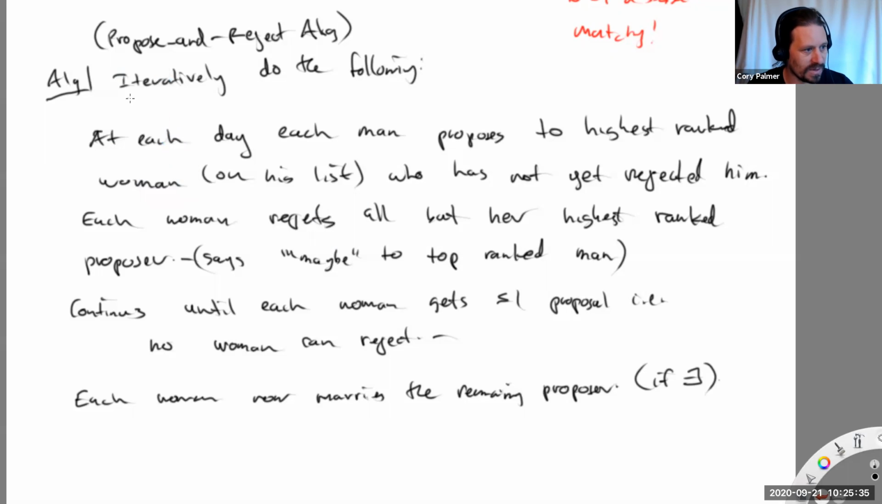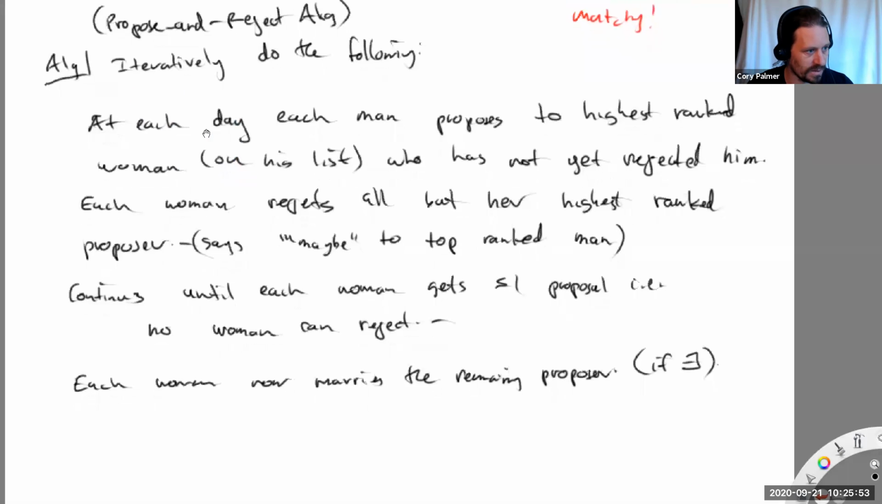We're not going to be able to see this, so try and keep it in your mind. Let me just read through it one more time, right? Each day men propose to the highest ranked person that's available, and the women, so there's just 2 steps. Men propose, and then women reject, right? They reject everyone but the highest ranked suitor. And the point is, it ends in a state. We'll never get an unstable pair in this.